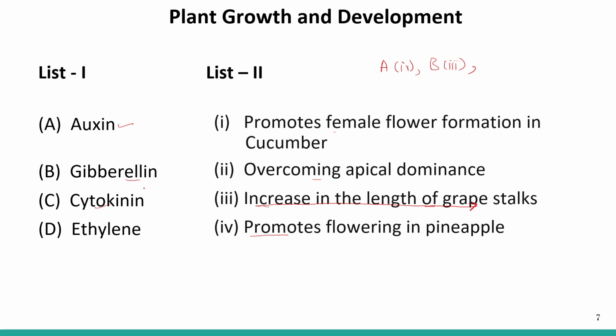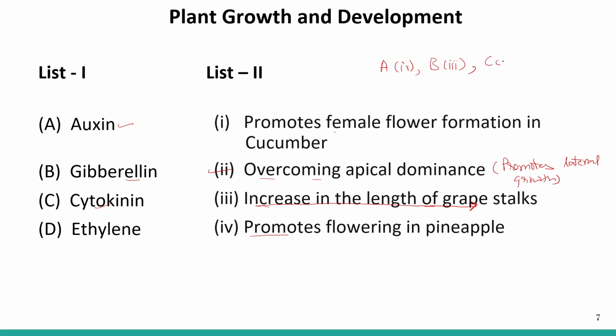Then cytokinin. Cytokinin helps to overcome the apical dominance and it promotes the lateral growth. Okay, cytokinin promotes lateral growth. All right, so option C should be 2.